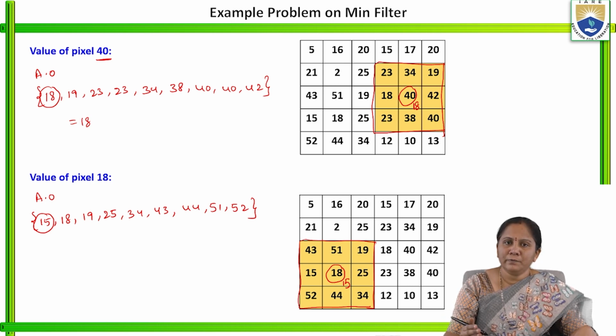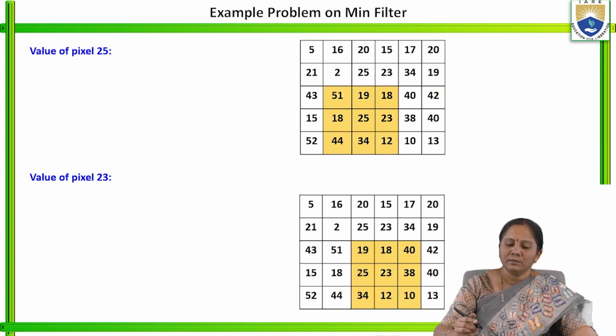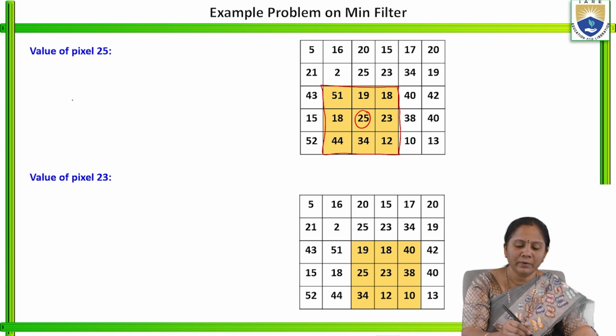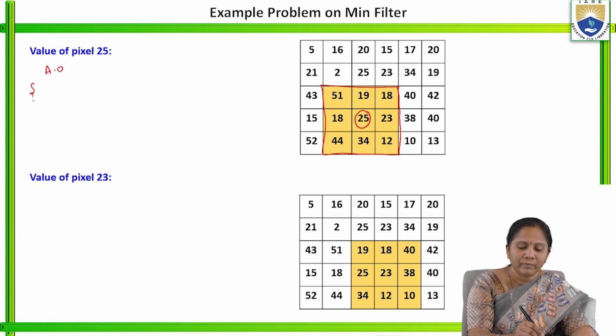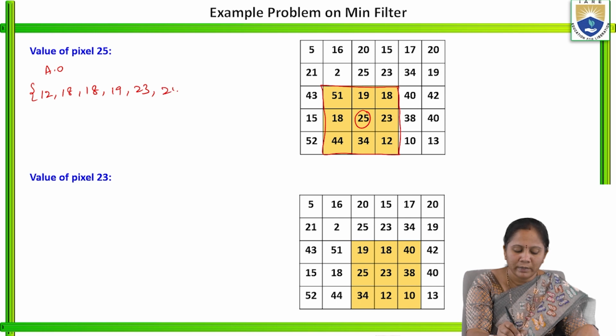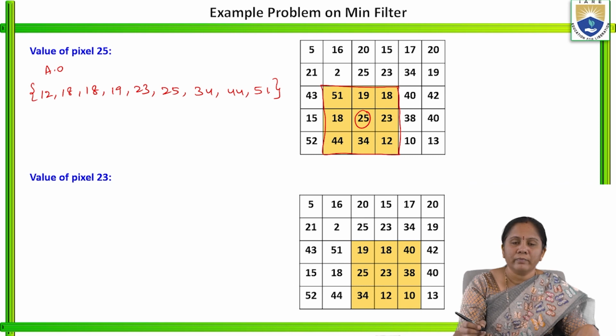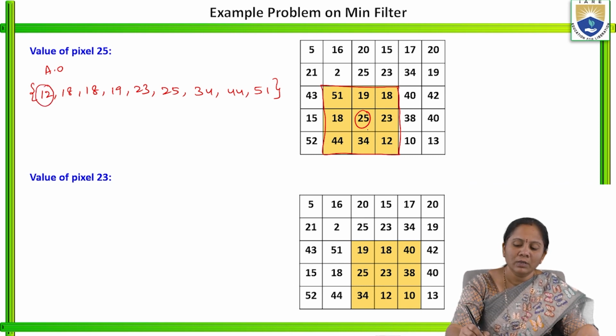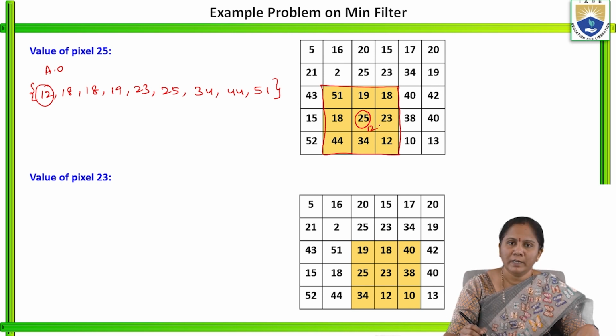And next, if we shift this mask, then this 25 will become the center pixel and the image will be looking like this. So if you see here, these are all the neighborhood values for this 25. So arrange them in the ascending order. We will get 12, 18, 18, 19, 23, 25, 34, 44 and 51. So among all these, this 12 is the minimum pixel value which we place in place of 25.